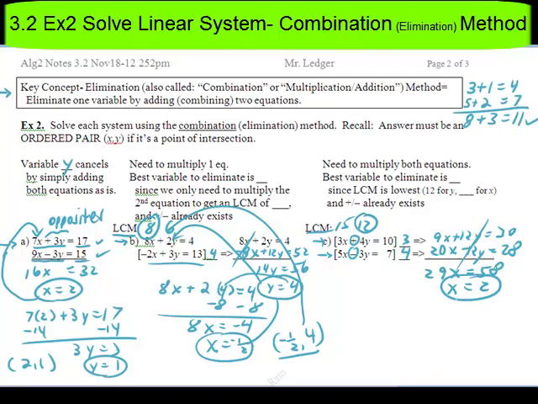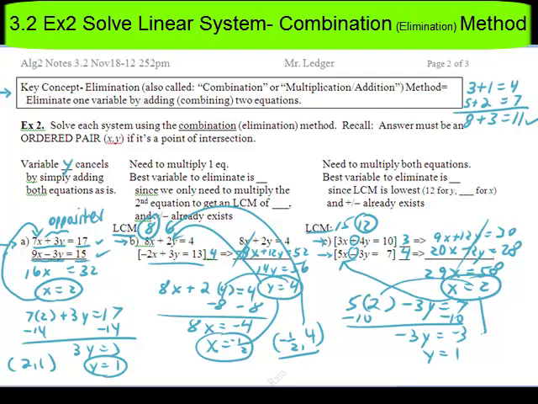Okay, you can substitute this top or bottom. I'll go with the bottom here. 5x minus 3y equals 7. Substitute that 2 in for x. Subtract 10. And our solution is 2, 1. Check the 2, 1 in both equations. Make sure it works. And it does.